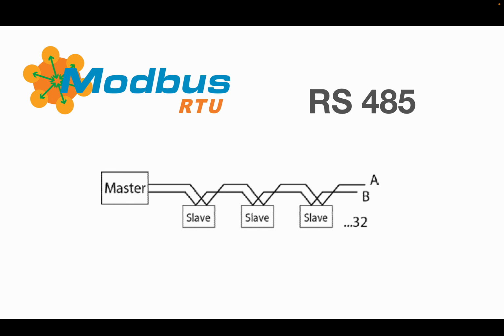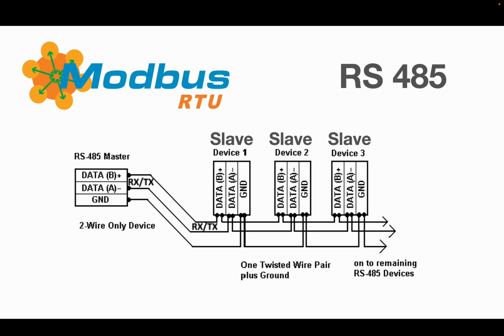We have a master, we have 2 wires, an A and a B, and those wires are looped from slave to slave to slave. That's your typical RS-485 communication wiring, which is what you will find in Modbus RTU. A slightly different diagram actually shows the master on the left hand side and the slaves on the right hand side.